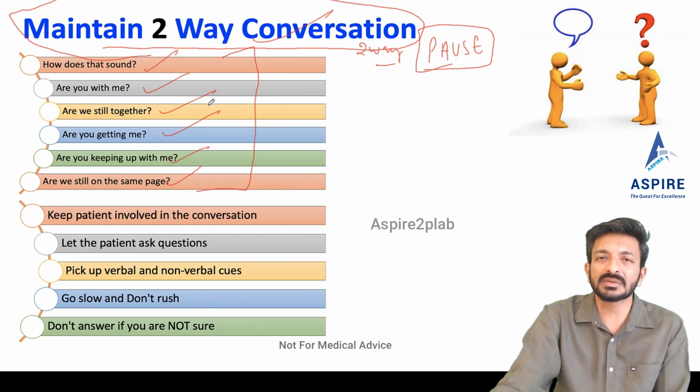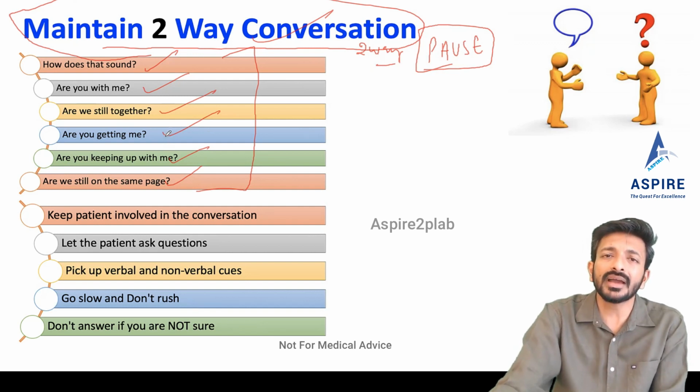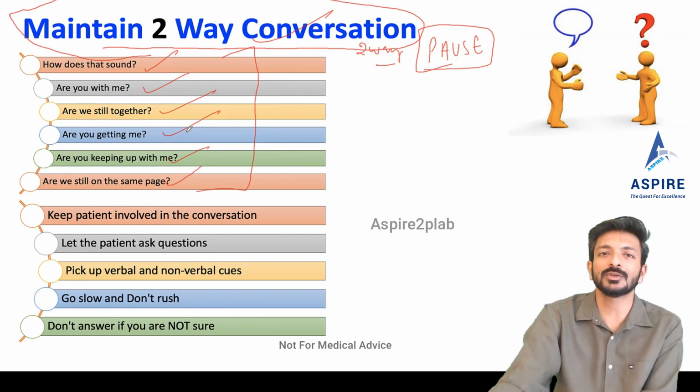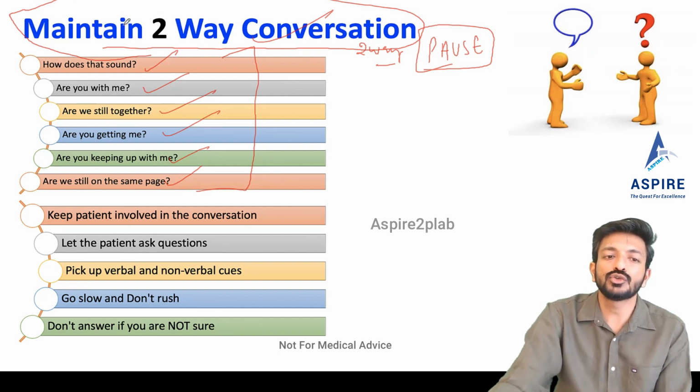For example, the patient is keeping silent. You have given the pause, the patient is not talking at all. So you can ask, John, are you getting me? Oh yeah, doctor, I'm following you. So the patient started talking. Once the patient started talking, that's absolutely good. You need to have your patient with you. That's the aim in PLAB2. That's the aim in any OSCE exam. Maintain two-way conversation, right? That's very important.